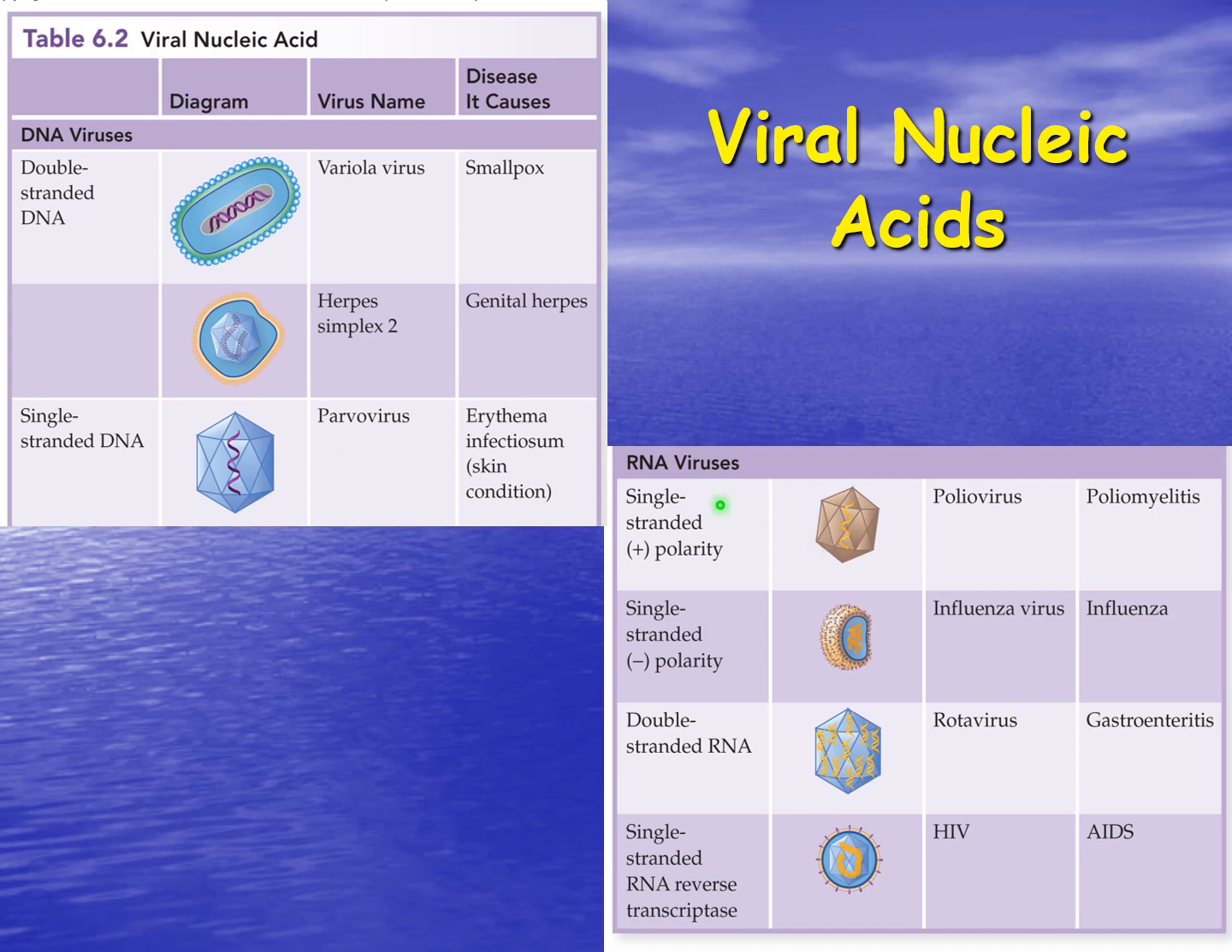Of the RNA viruses, the single-stranded positive sense RNA viruses, a good example here would be poliovirus. Single-stranded negative sense RNA carrying viruses, a good example is influenza. A double-stranded RNA carrying virus is actually rotavirus, and rotavirus is an important virus in that it causes a gastroenteritis in most patients, and this is the number one cause of gastric diarrhea around the world. And then the single-stranded RNA reverse transcriptase carrying viruses, which we'll talk about reverse transcriptase here in a moment. An example here is the human immunodeficiency virus that causes AIDS.